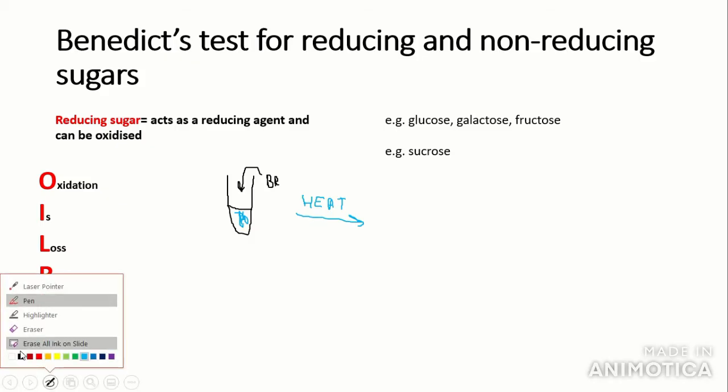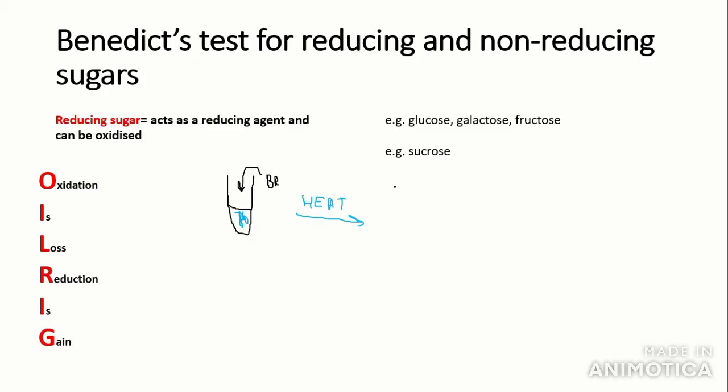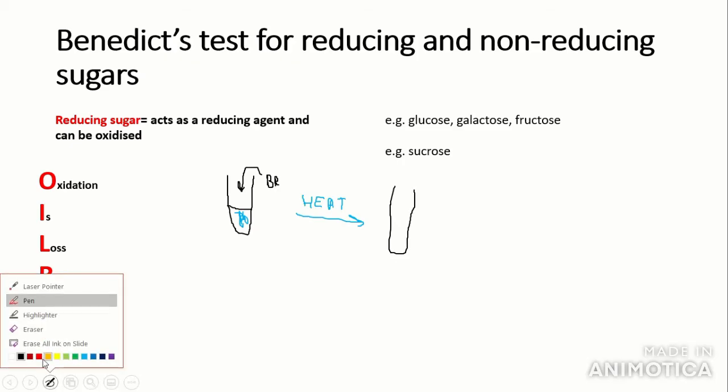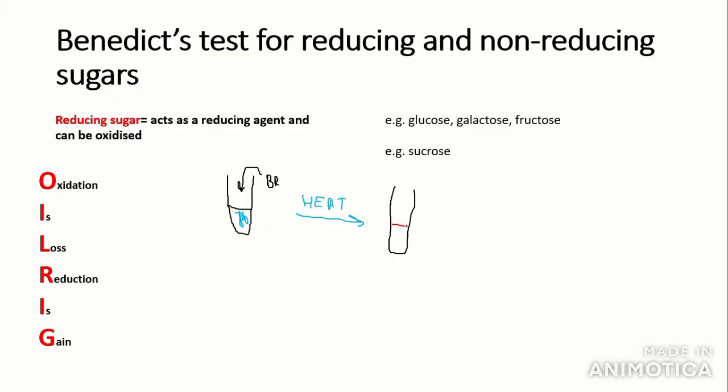Now, if we have a reducing sugar, the result would give you a brick red precipitate. I know this colour isn't brick red, but I don't think I have a brick red pen. So that is a positive test for reducing sugar, so there is a reducing sugar present. Now if it's negative, then the solution will remain blue.